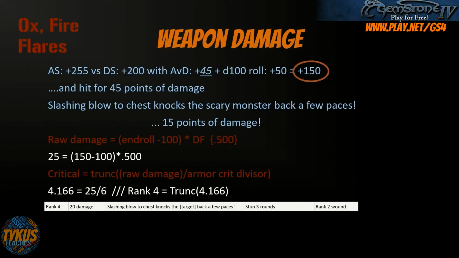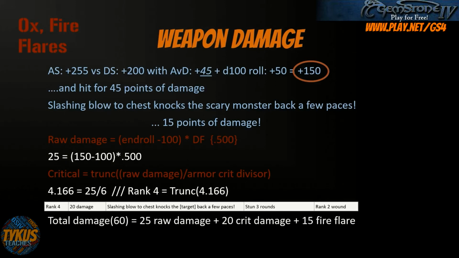The math should all look very similar. 25 points of raw damage, a rank 4 critical, and our flares get added here to the very end. We have 25 points of raw damage, 20 points of crit damage, and 15 points of fire flare. This is very similar to damage weighting. It's just an easier way to get it, and it only happens once every 6 or 7 swings.